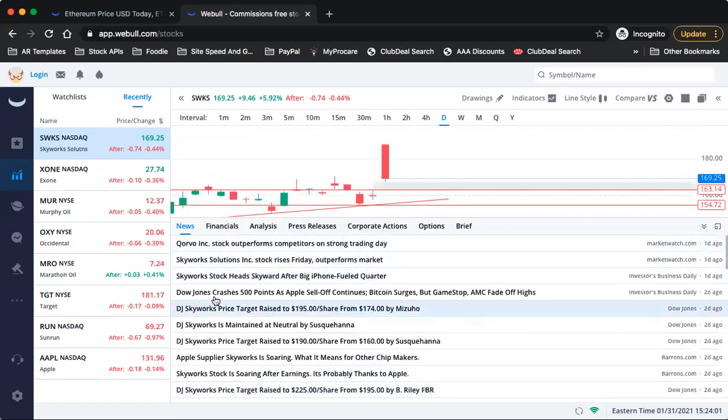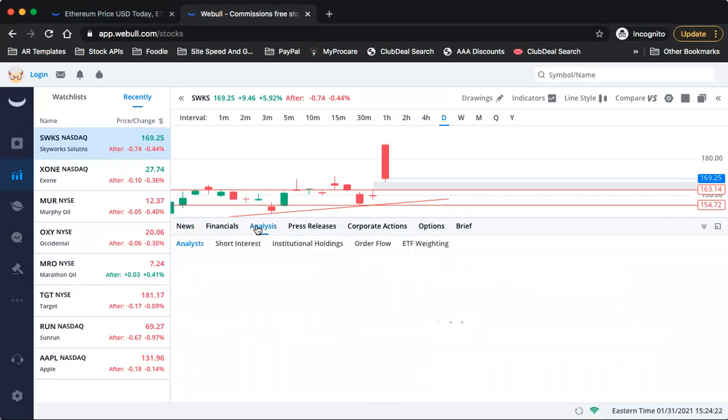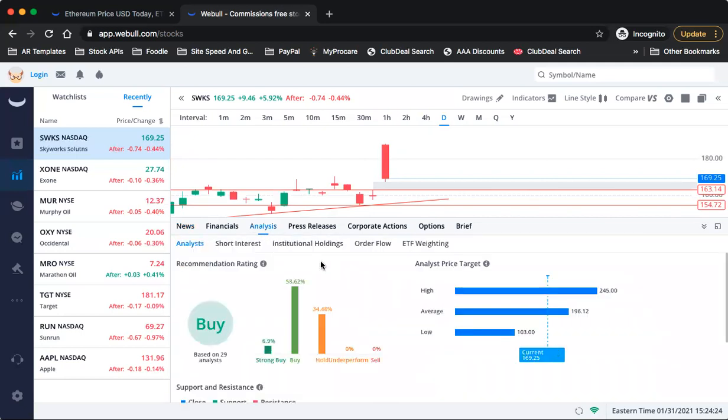And Webull gives you a lot of the news here. I don't know. There's no news. I haven't seen any specific news or price target raised to 195. So that one was a big news 2 days ago. That was on Friday. So that's why he jumped on Friday. They raised the price to 195. Another analyst raised it to 190. And another thing you could do on Webull is you could look at the analysis here.